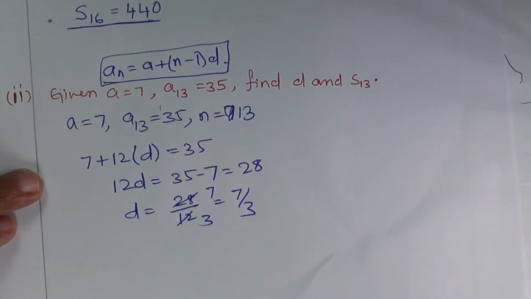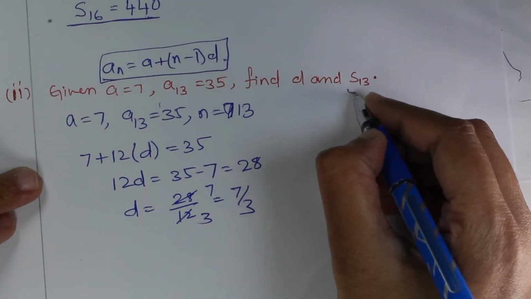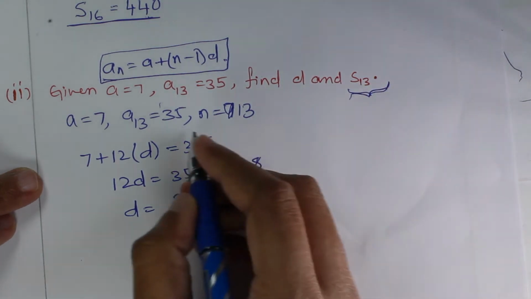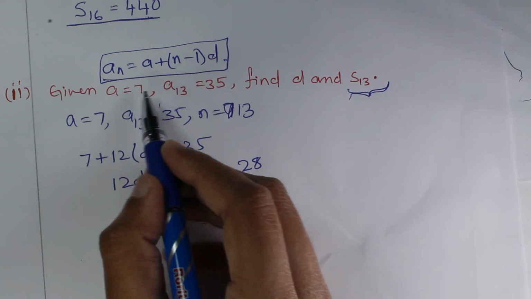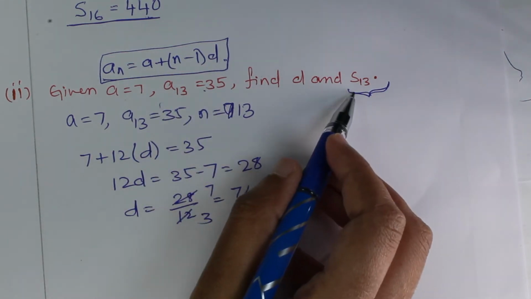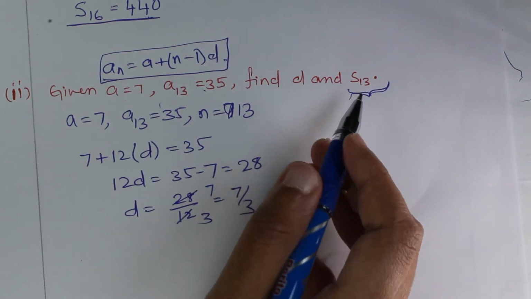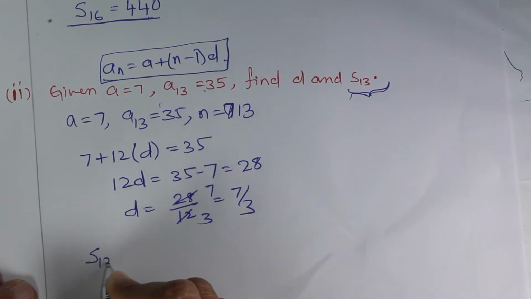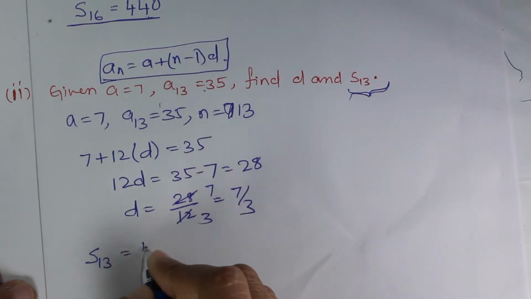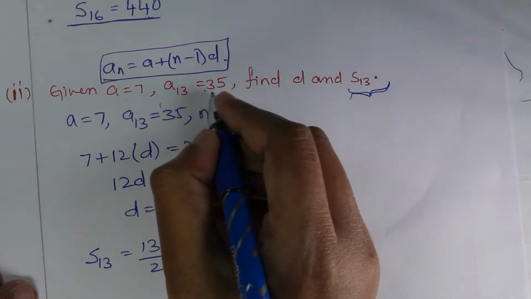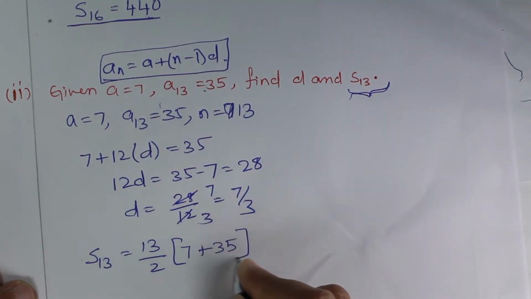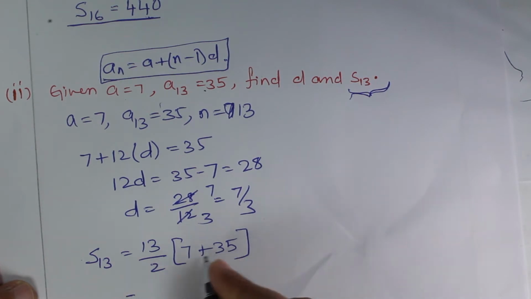Now what do we have to find out? We have to find out S13, that is the sum of the first 13 terms in this arithmetic progression. Again here we know the n value, we know the starting value and the ending value. So we can find out the sum of the first 13 terms in this series. So S13 = 13/2 × (a + l), a is 7 plus l is 35. That is equal to 13/2 × 42.